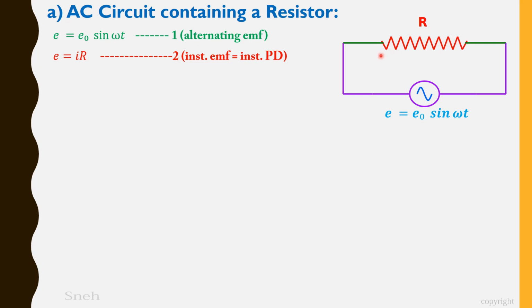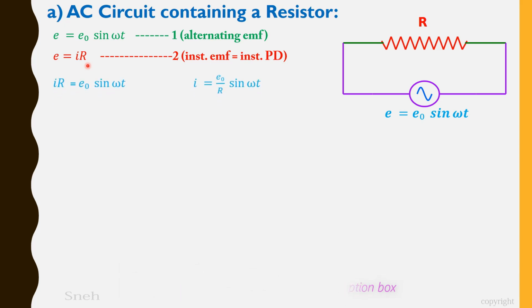And due to that, the EMF which is present across the resistor is given by the amount of current flowing through this into R. According to Ohm's law, we write that the potential difference across the resistor is given by I into R. Similarly, here also, as instantaneous EMF is equal to instantaneous potential drop, we can write this instantaneous EMF E is equal to instantaneous current I multiplied by R.